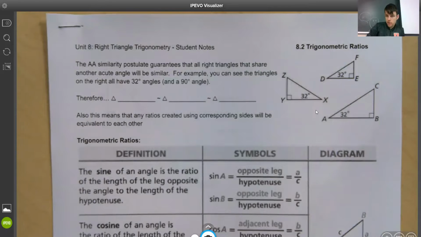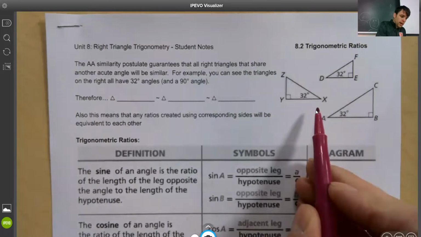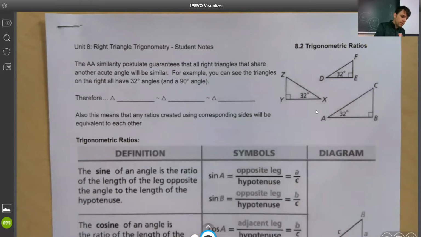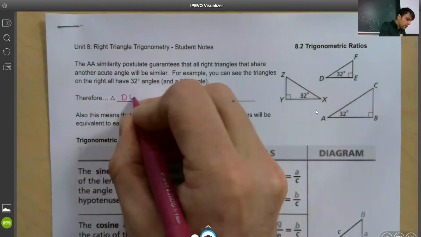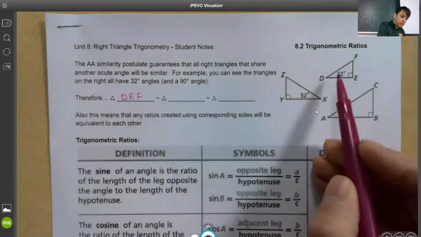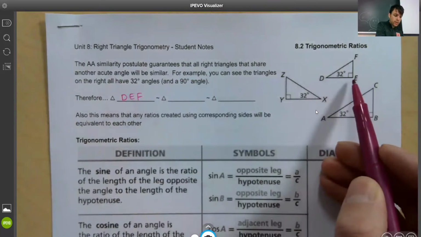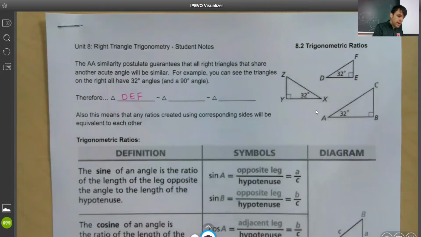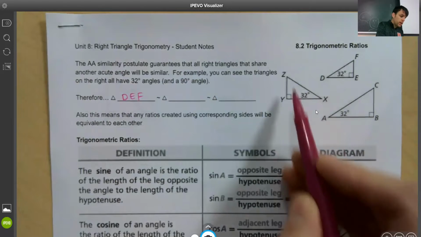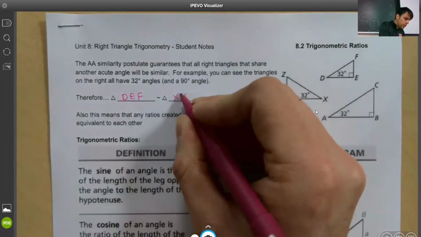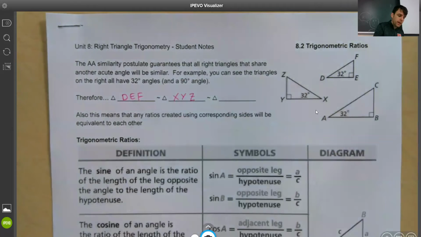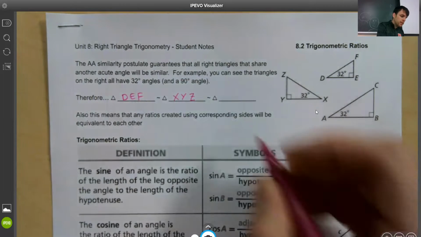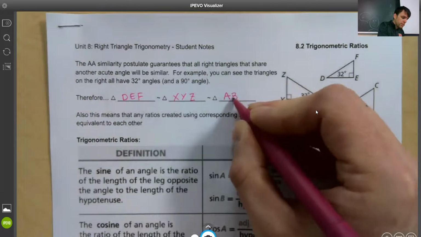Let's go ahead and write out some similarity statements. I'll start with this top one. I'll call this one DEF. D was the 32-degree angle, E was the right angle, and then F was the remaining angle. So that'll be XYZ, following the same corresponding order, right? 32, 90, and then the remaining angle, and then A, B, C. All of these are going to be similar.